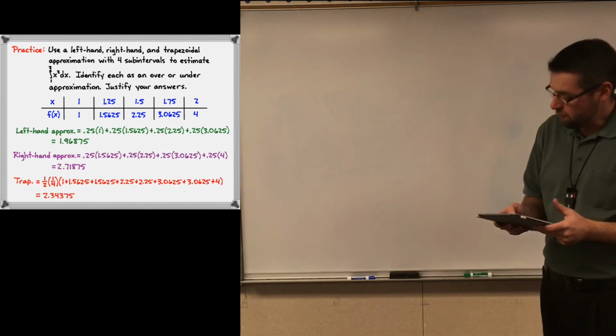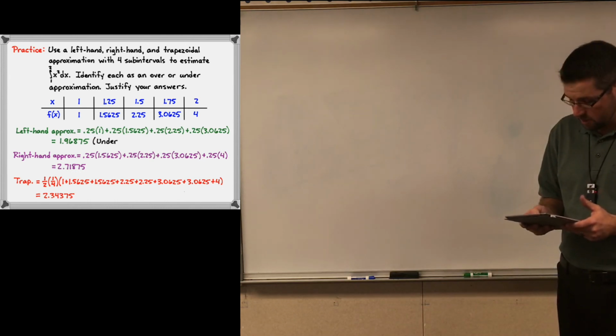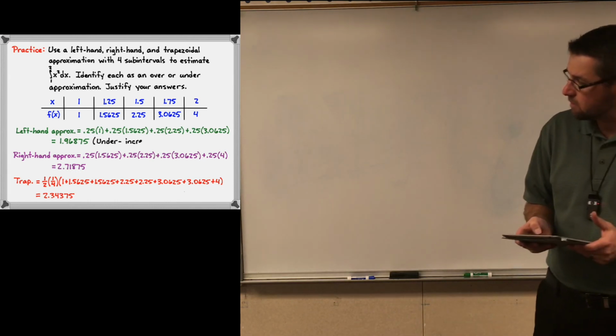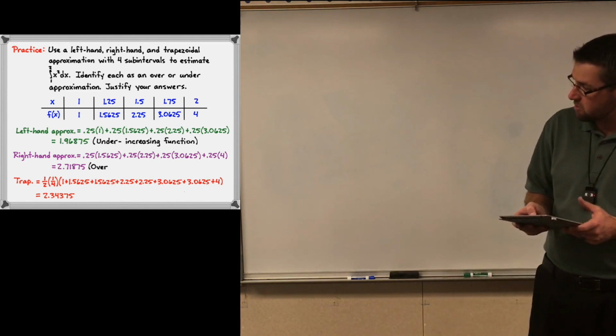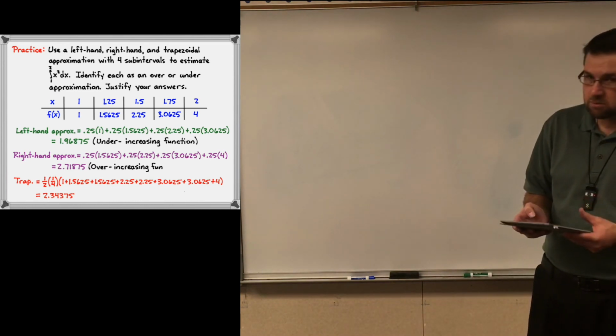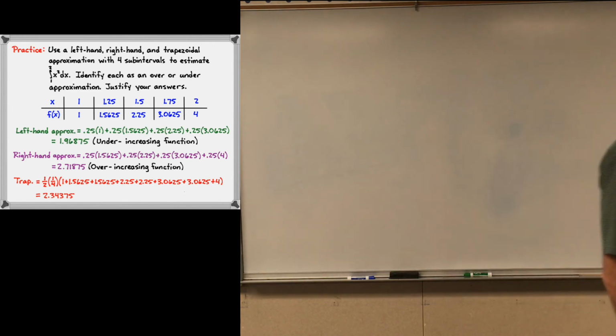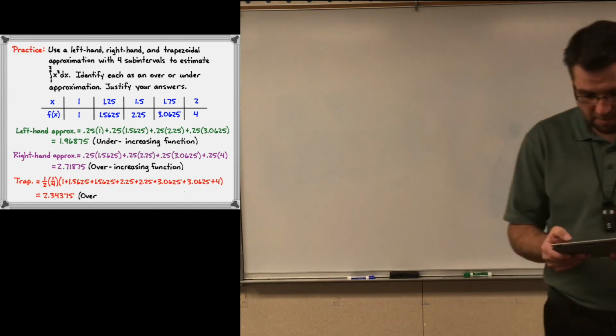Okay? The first one is an under approximation because the function's increasing. The right-hand approximation is an over approximation because it's increasing. And the trapezoidal approximation is based on concavity. We will talk about that tomorrow, though.